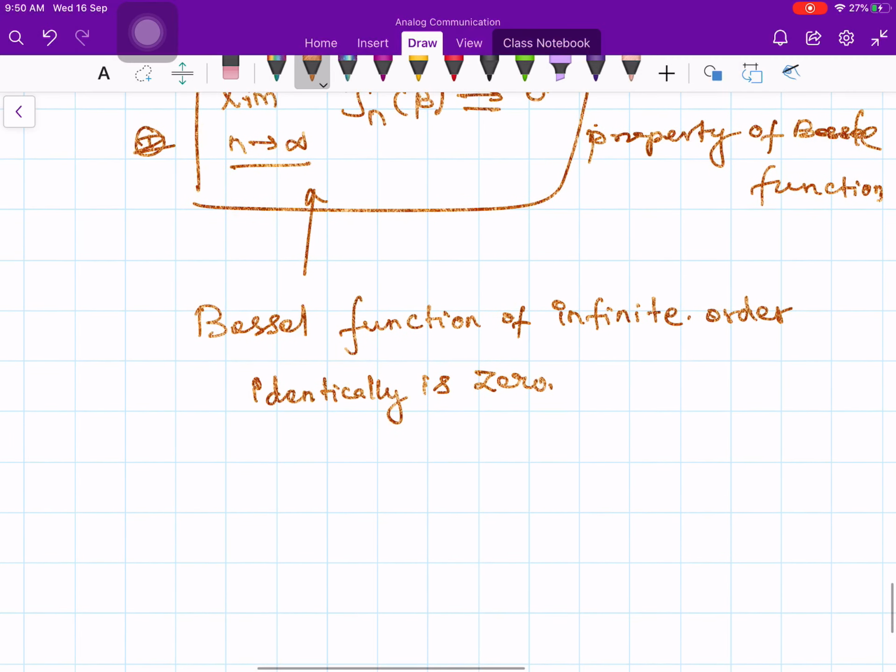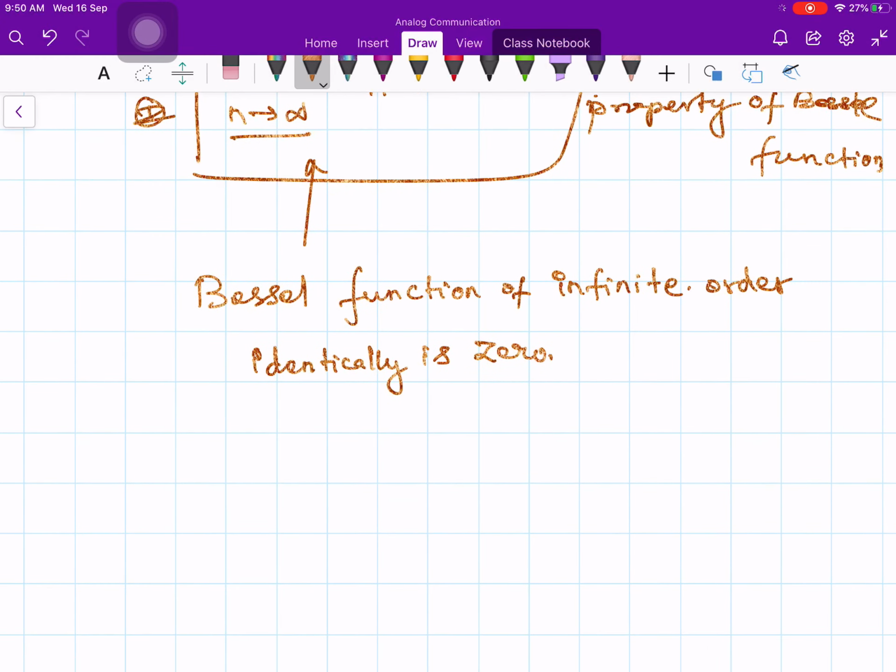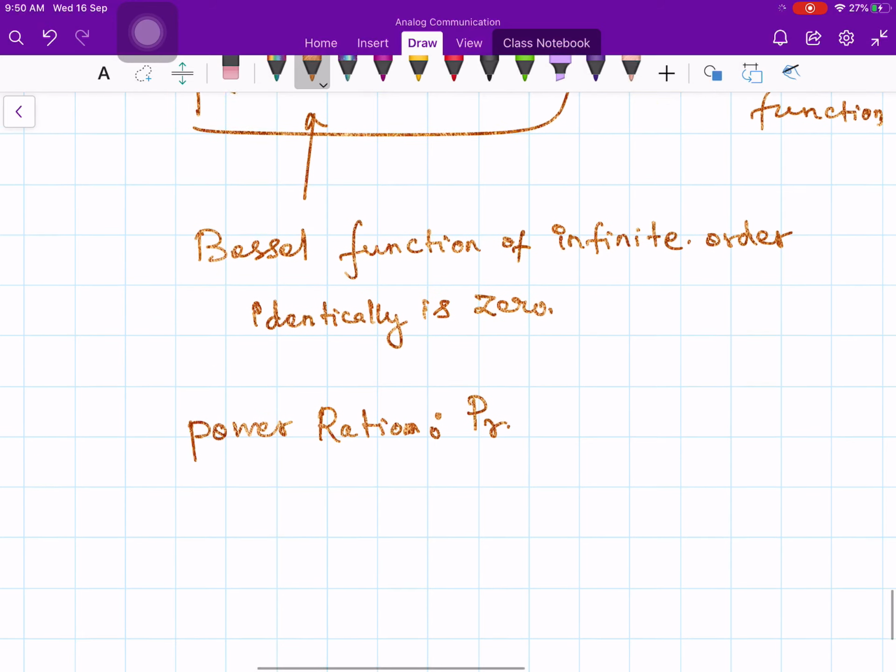So now how do we define the bandwidth? To define the bandwidth, let me first define a ratio, something called the power ratio. Using this technique, let us define the bandwidth. Let me denote this power ratio by P suffix R, and it is defined in the following manner.